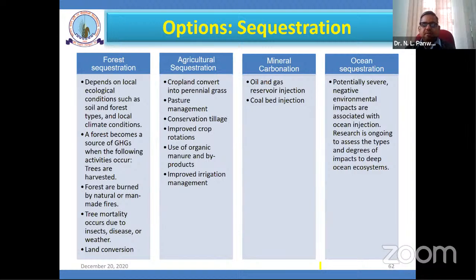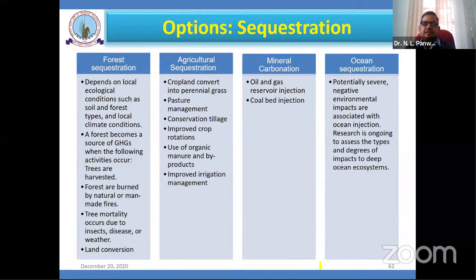And organic manure byproducts. So use more vermicompost or biochar, and improve the irrigation management system instead of using flood irrigation. So that certainly the energy input can be reduced in agricultural sequestration mode.